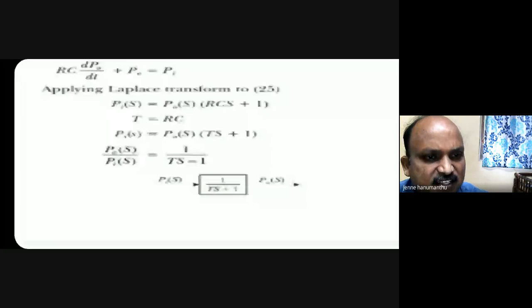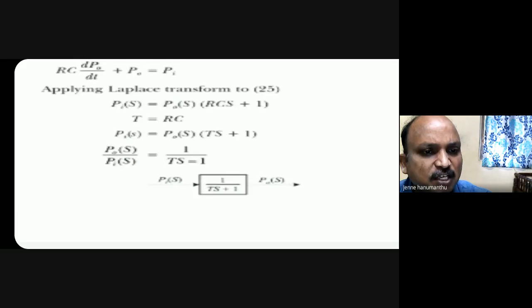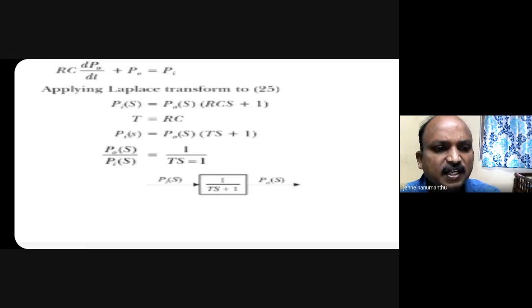Pi of S equals to P naught of S plus RC S P naught of S. If you take P naught of S as common, Pi of S equals to P naught of S into RCS plus 1. As usual, you consider the time constant T equals to RC. We can replace RC by capital T. We can write Pi of S equals to P naught of S into Ts plus 1.